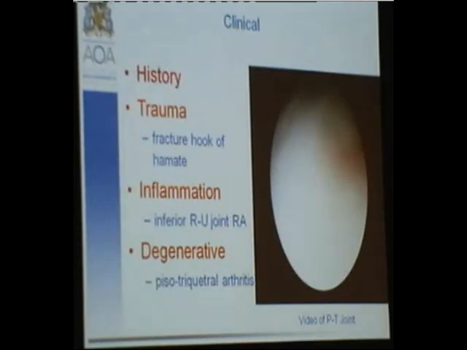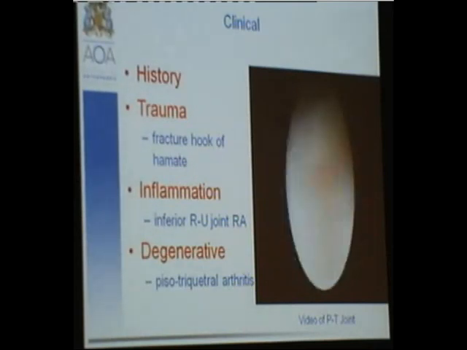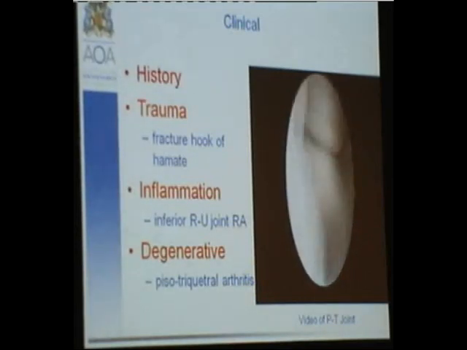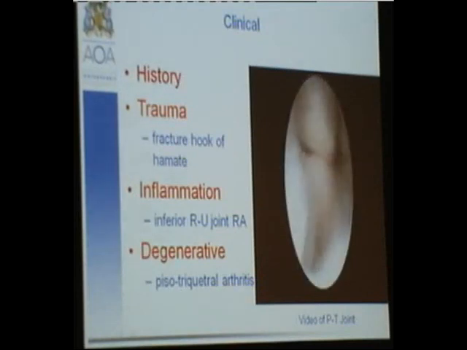Just a quick video on the pisotriquetral joint. I think it's a joint that's often forgotten. You don't really think about it very much, but certainly you can see it, and it is a real joint. It does have cartilage on the end, and like all other joints, it can get arthritis and have problems in it. So don't forget some of the less known and less well represented joints.